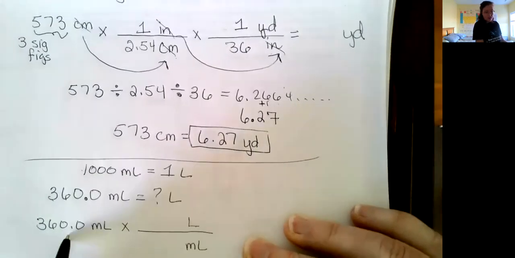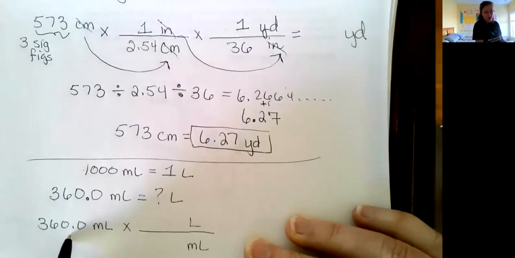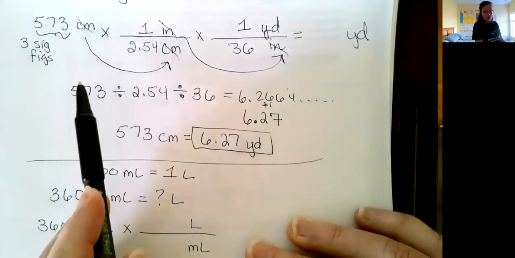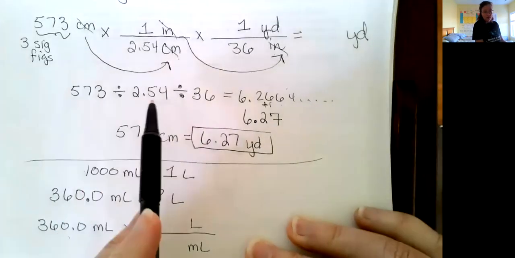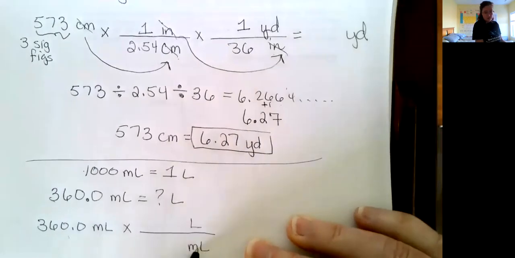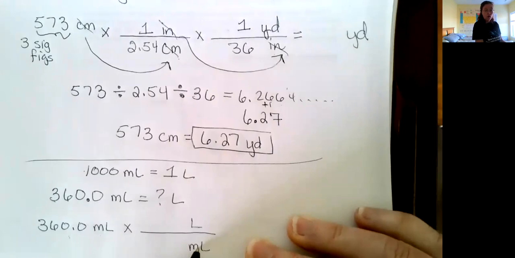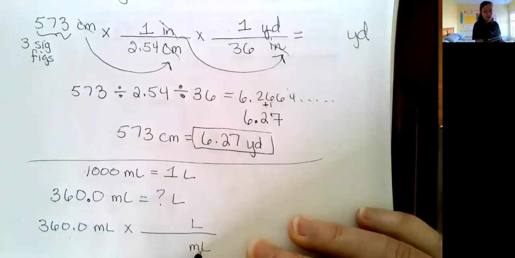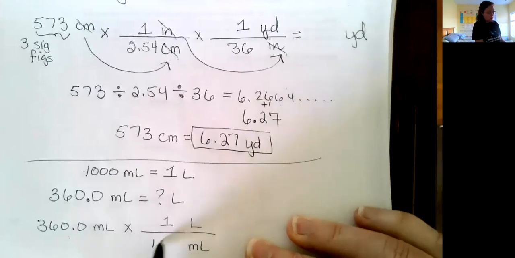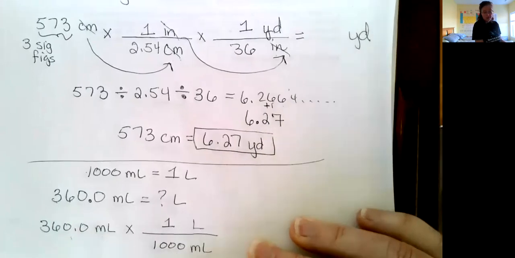Once I write down that 360.0, I never write it down again. I didn't do that up here either. I wrote down the 573, that was it. The ones that go in this conversion factor have to be the ones that are equal to each other or are related to each other. In this case, it's the 1 liter and the 1,000 milliliters.